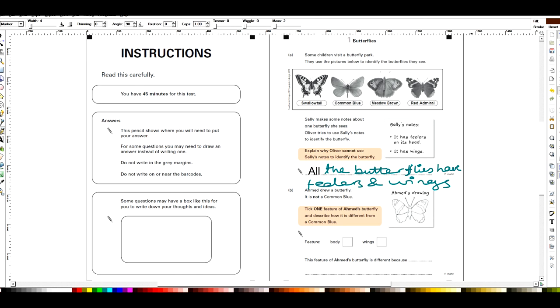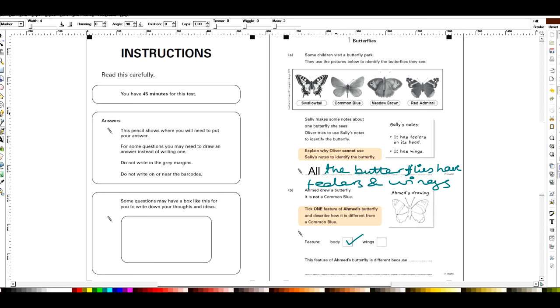Let's pause it. Okay. Now, Ahmed drew a butterfly. It is not a common blue. Take one feature of Ahmed's butterfly and describe how it is different from a common blue. So we're going to choose. So, for example, if you choose body, you're going to take that one. So how is this one different than a common blue? How would we describe the body? The common blue is what? The body is nice and straight, long.